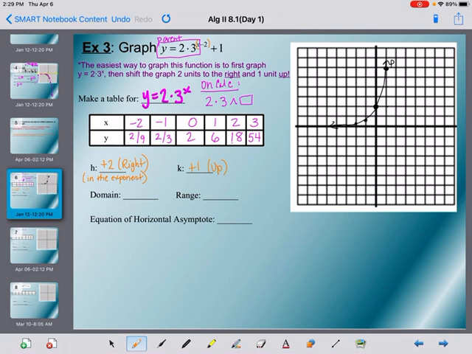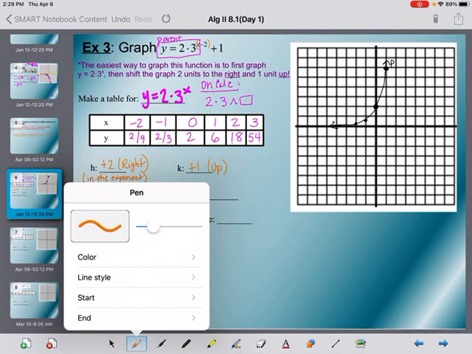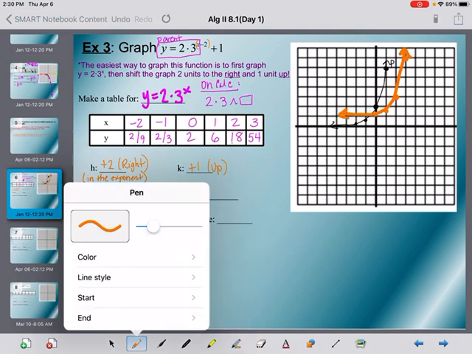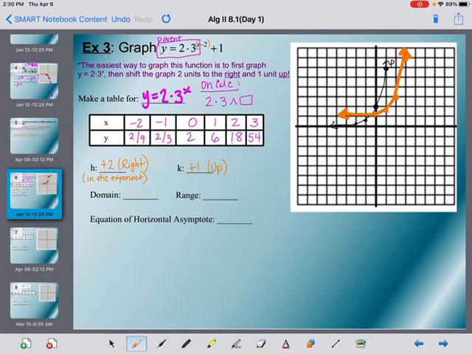So now that's exactly what I'm going to do. I'm going to take each of my points, and I'm going to move them 2 units to the right and 1 unit up. All right, so 2 to the right, 1 up, 2 to the right, 1 up, 2 to the right, 1 up. All right, so here is my final graph. Sorry, I made that one a little thick maybe. I'll mark it F for final.